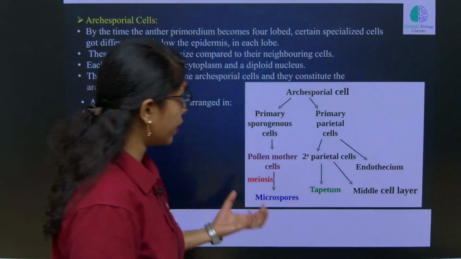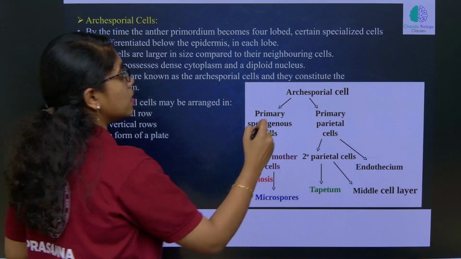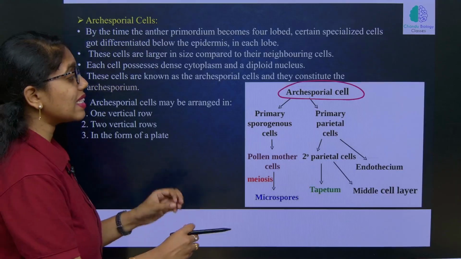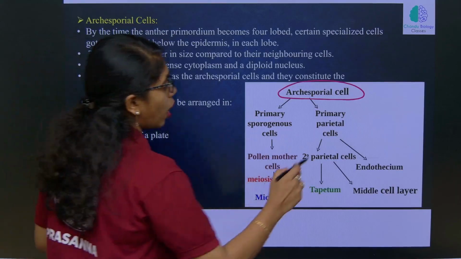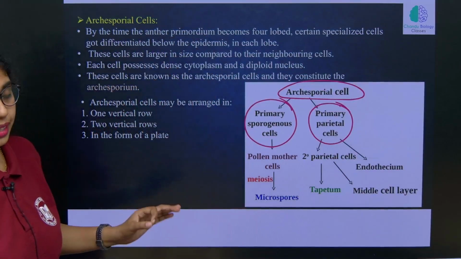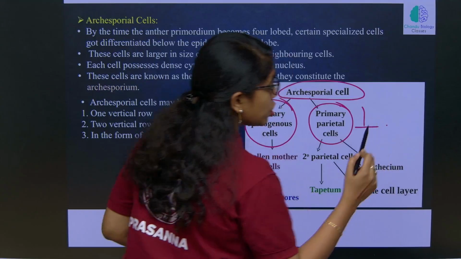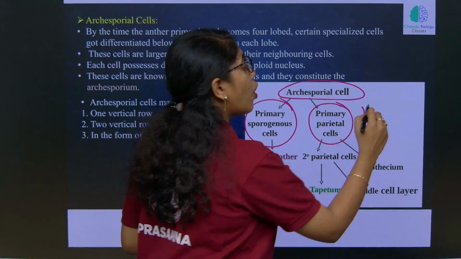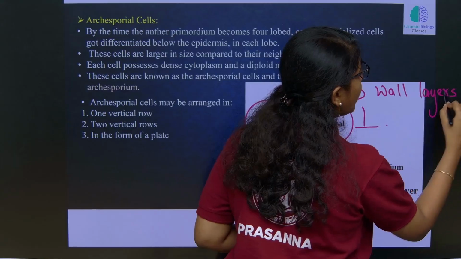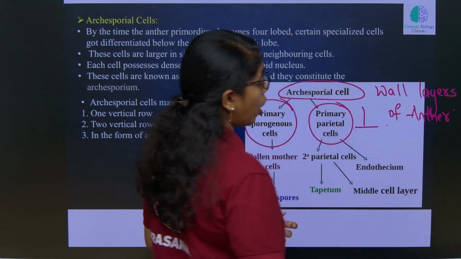Each sporogenous tissue has some specialized cells called archesporial cells. Archesporial cells initially divide and form primary parietal cells and primary sporogenous cells. Primary parietal cells will undergo anticlinal divisions and they form the wall layers of the anther.